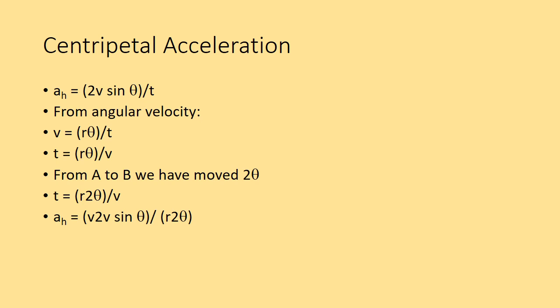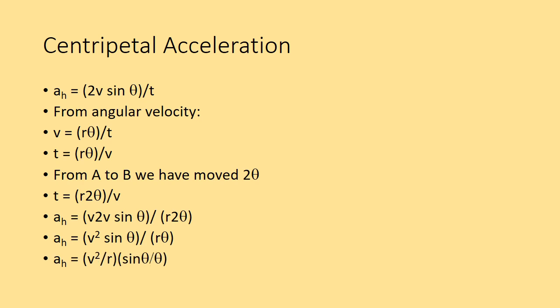Now, if you look at this, we can clearly get rid of the 2's. They will cancel out. And the v times v is v squared. So we can rewrite this: acceleration is v squared sine theta divided by r theta.